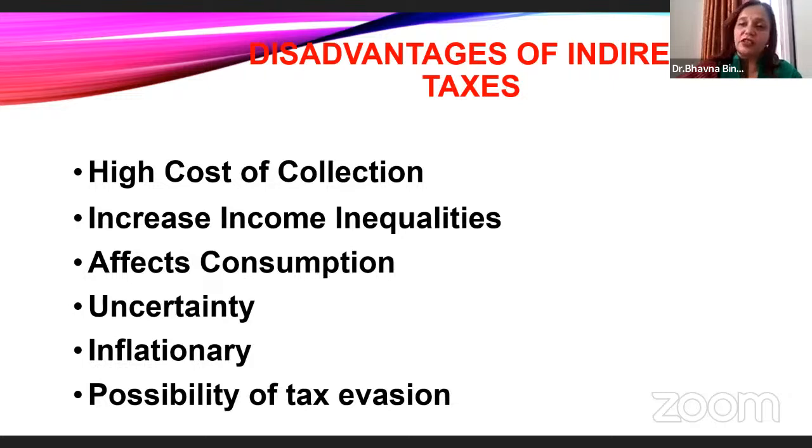Uncertainty. Now there is uncertainty in indirect taxation. आज किसी प्रोडक्ट का प्राइस 5% है, हो सकता है कल सुबह उसी प्रोडक्ट का प्राइस 10% हो जाए. Then inflationary: due to indirect taxation, the prices of the products are increasing, which means it is leading to inflation, and the possibility of tax evasion.